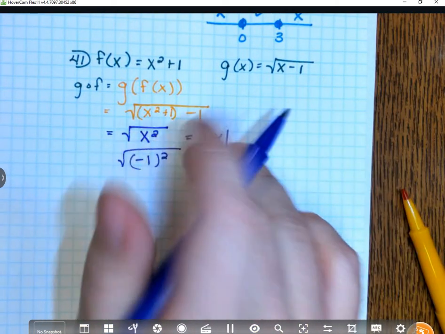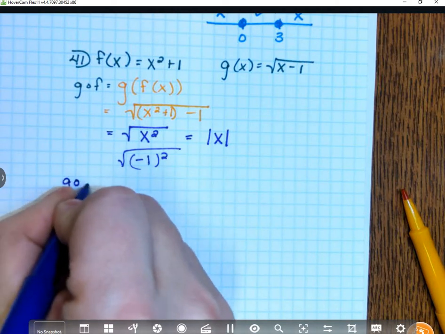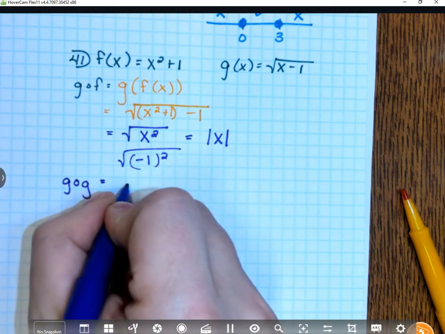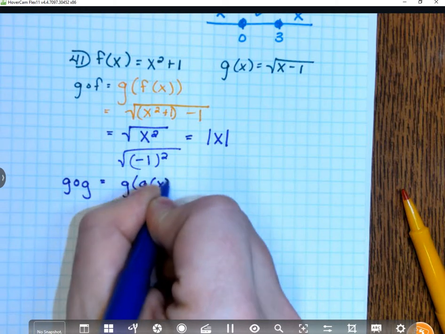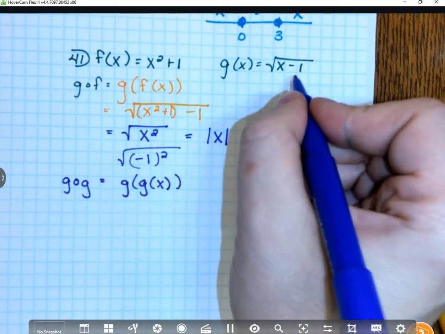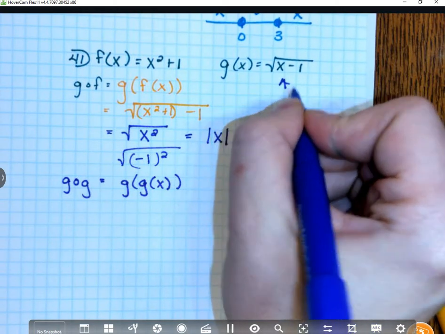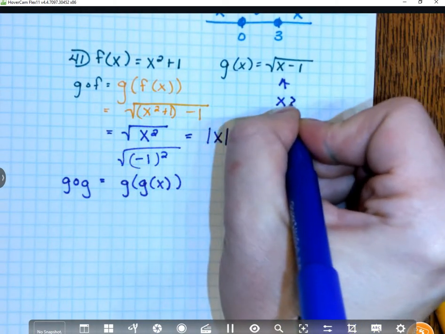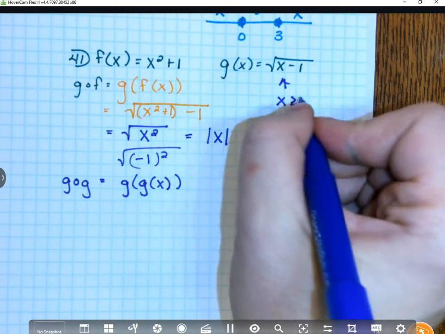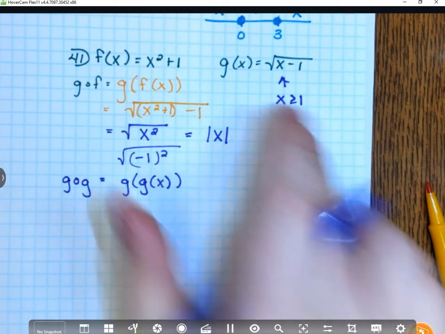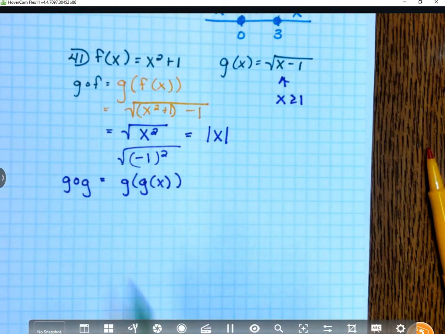For this one? Okay? So g of g is g of g of f. Let's start off with g. Do I have restrictions on g? Greater than or equal to 1. All right, so I know that. I can't forget that. Let's just start doing the math, though.